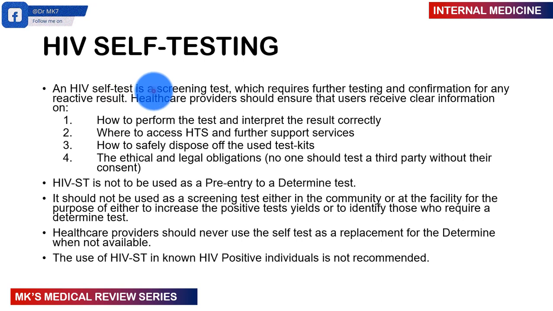Like, for example, you can't go around testing everyone at home. I can't just get test kits and start saying, hey, open your mouth, and start rubbing everyone's mouth and testing them for HIV. That's unethical to do. And of course, self-testing is not used as a prerequisite to a determined test. So it should not be used as a screening test either in the community or at a facility. So all results must be confirmed. So for a known HIV patient that's positive, there's no need for you to test yourself again. You already are HIV positive. The result will not change.